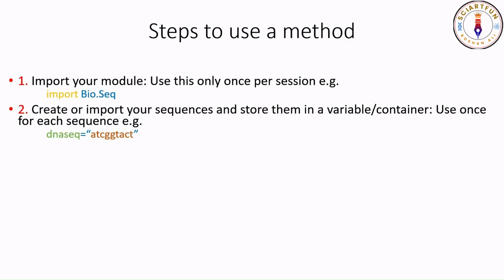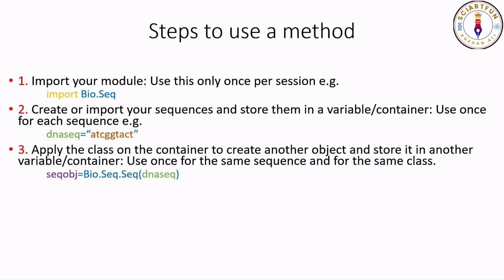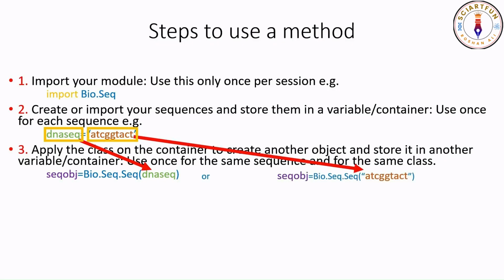Now you have to create another object which is specific to the class. You convert the DNA-seq object into a Seq class object. You have to use this command to convert it into a Seq class object. You either apply this command on the DNA-seq object you just created in the above step, or you can directly use this sequence and make your class object.